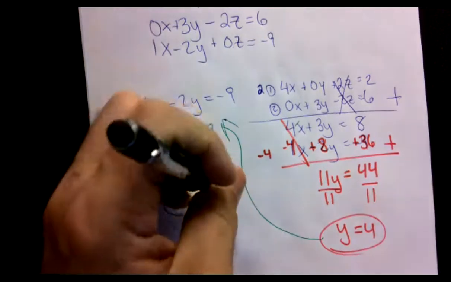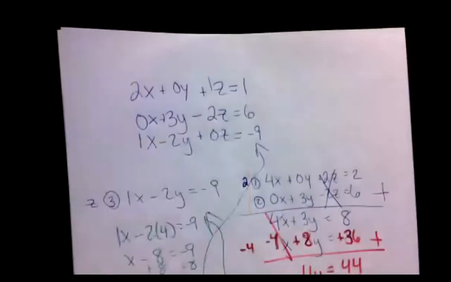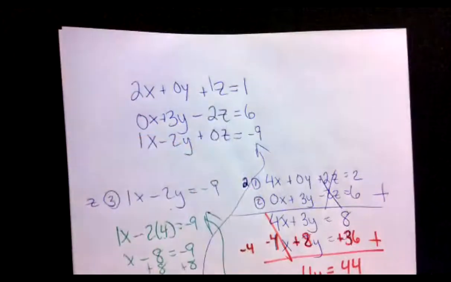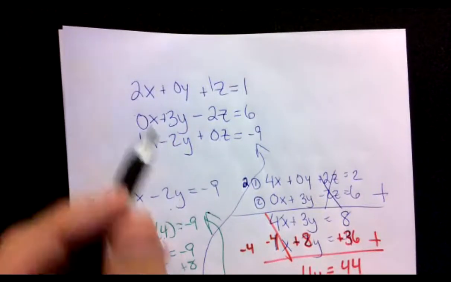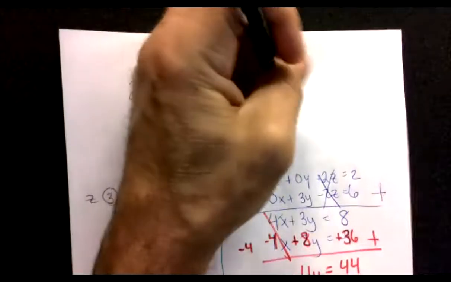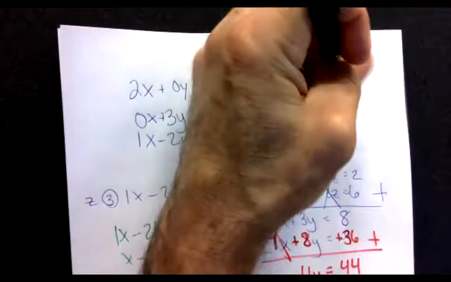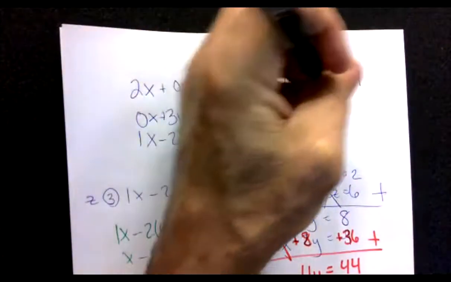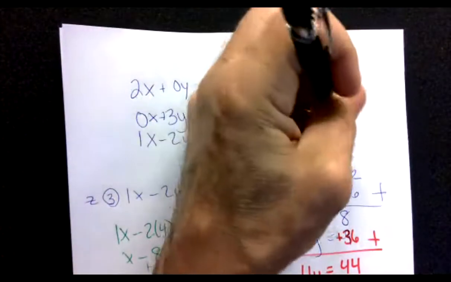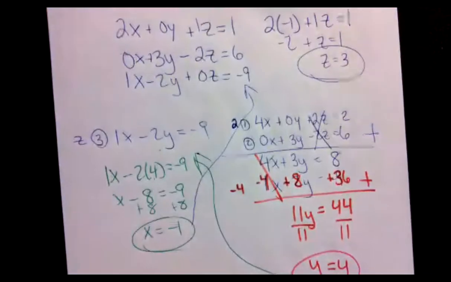Then I'm going to plug both of these guys into one of these equations. Doesn't matter which one, just make sure it has a z because that's what we want to solve for. So I'm going to choose the top one. So 2x plus 1z equals 1. And z is 3.